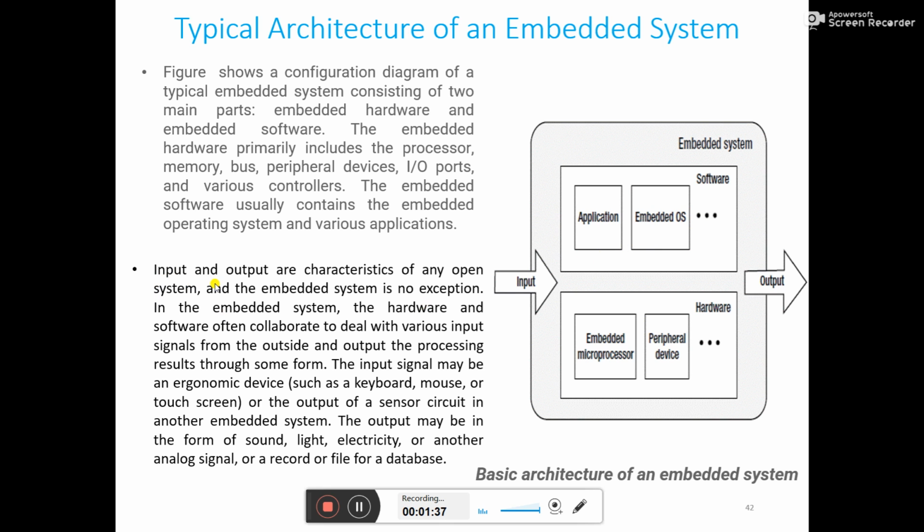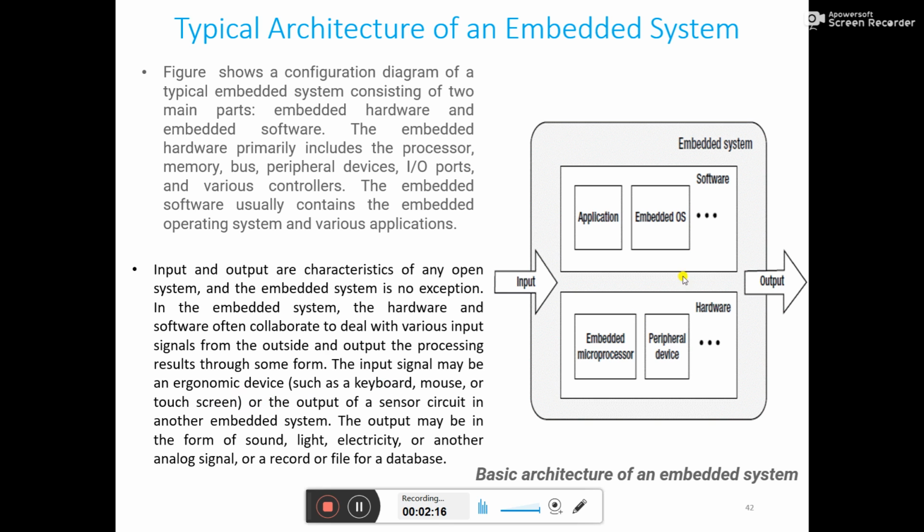Input and output characteristics apply to any embedded system, and the embedded system is no exception. In the embedded system, the hardware and software often collaborate to deal with the various input signals from the outside and output the processing results in some form. The output may be in some physical form, or some useful measurable output. The input signal may come from an ergonomic device such as a keyboard, mouse, or touch screen. Such types of input may be available.